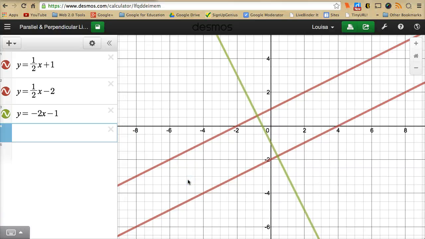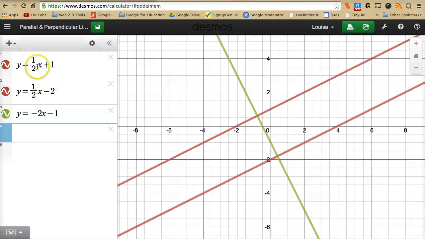These 2 lines will never intersect, but they are on one plane. We call 2 lines on one plane that never intersect parallel. And there's a way to tell if lines will be parallel. You can look at them, but that's not the way that you can really tell.